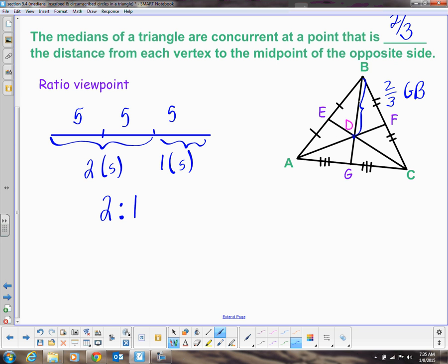So another way that you can look at this is, from the point of concurrency to the midpoint, if this is x, then this distance is going to be 2 x's. This length is 2 times that length.